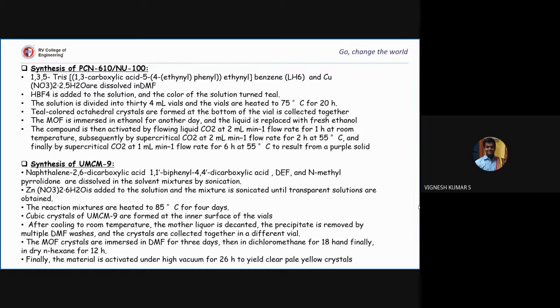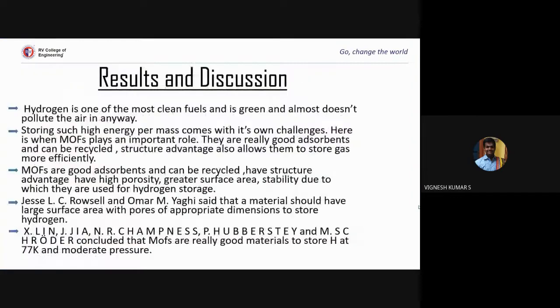After cooling to room temperature, the liquor is decanted and the precipitate is removed by washing multiple times with DMF. Later, they are collected together in a different vial. These crystals are immersed in DMF for 3 more days, then in dichloromethane for 18 hours, finally in dry hexane for 12 hours. Finally, the material is activated under vacuum for 26 hours to yield clear pale yellow crystals. Over to Arpit.